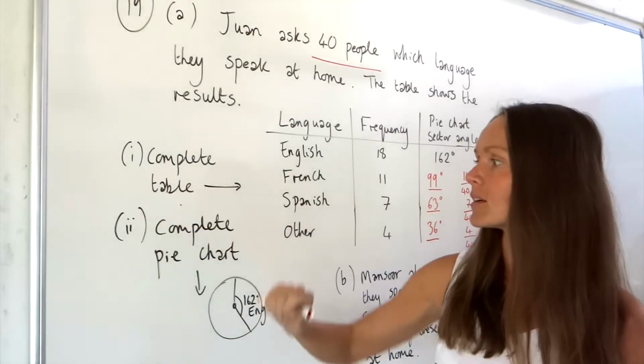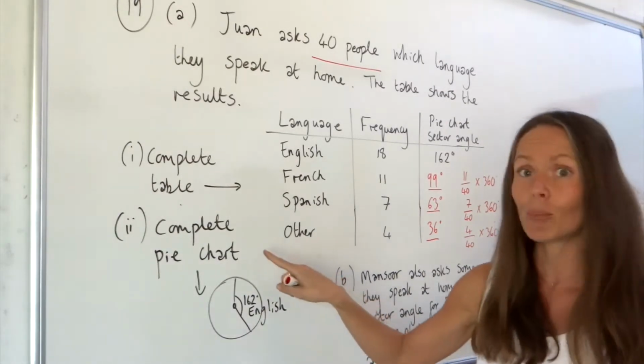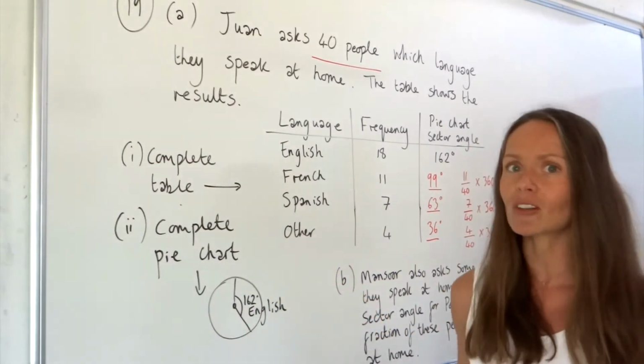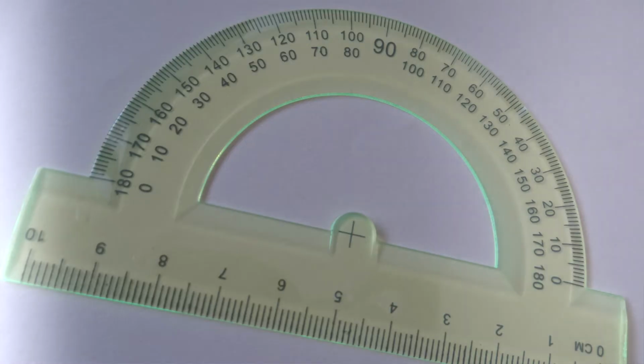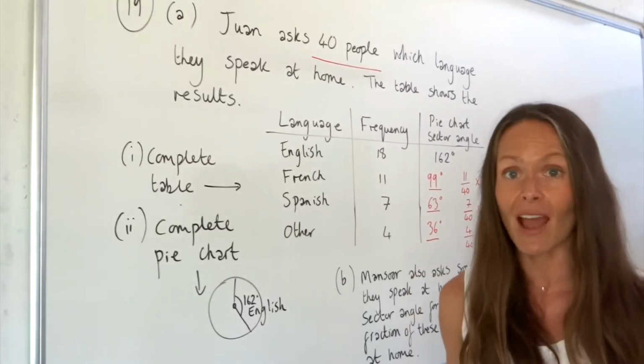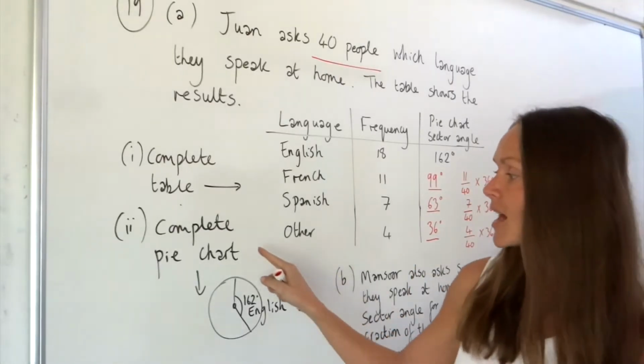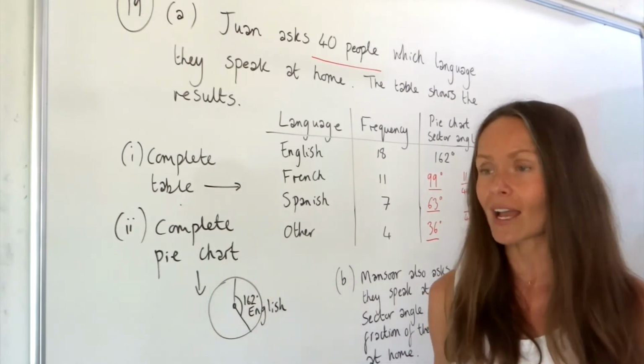Okay, so that's part 1. Now for part 2, you have to complete a pie chart. Now, I'm not going to do this accurately on the board. You need to take a protractor. Okay, so normally you've got the little semicircle in plastic that measures angles. So you need to take that and you need to finish the pie chart accurately.